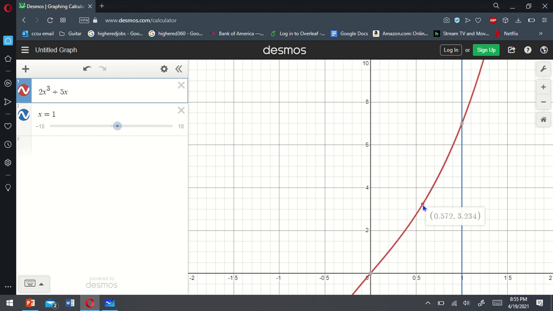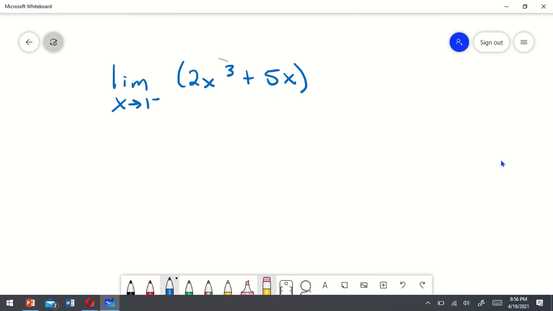So approaching from the left, we see as we get closer to the whole number 1, the output, the y coordinate here, is getting larger, right? We're at 4.8, 4.9, 5.1, 5.2. And as we keep approaching and getting closer and closer, that output is getting closer and closer to being actually 7. So the limit, based on our graph, or if we were to use a table as I've shown in class, would be 7.